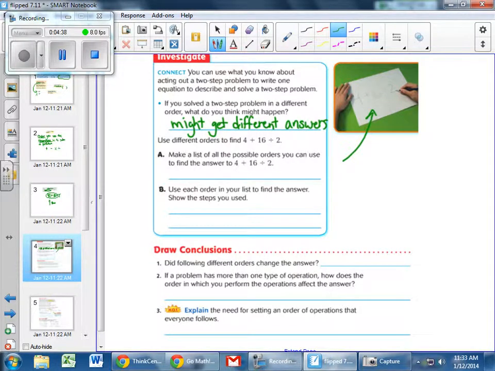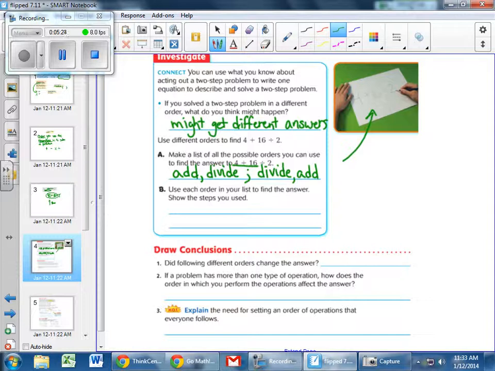I believe we have done this in another program that we had previously, and we kind of practiced these. But I'm not sure if you did that in 2nd grade this year or not. So you're going to use different orders to find 4 plus 16 divided by 2. It says, make a list of all the possible orders you can use to find the answer. If we look at this, we could add these two together and then divide by the 2. Or we could divide first and then add.